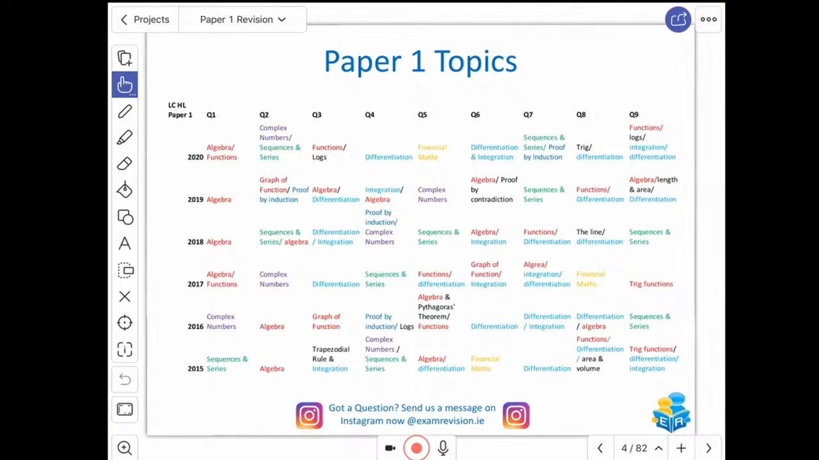And again, one of the main reasons I did this was to show you that you can't go into your Leaving Cert and say, oh, I'm just going to study these 3 topics and I should be okay. It doesn't work like that. It's not like maybe other subjects where you can do a bit more predicting. It's very difficult to predict stuff for the Leaving Cert.